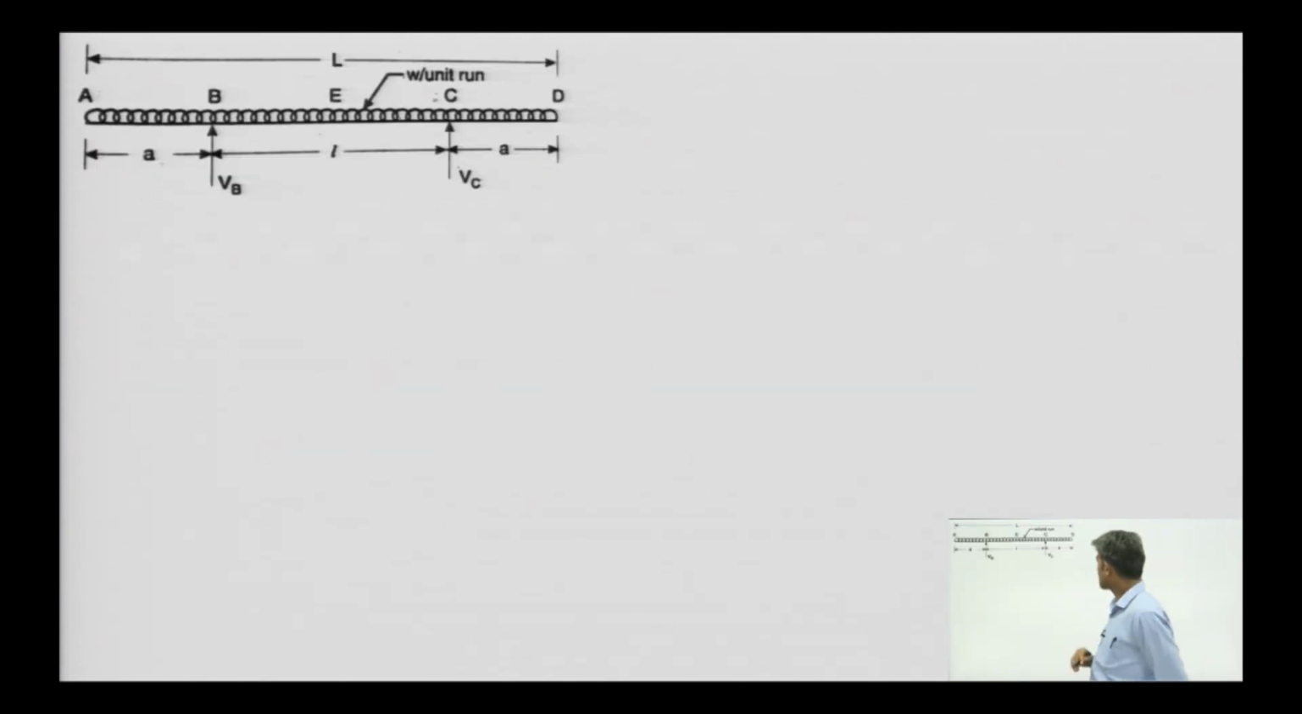Let us first calculate the values. So, what are the steps? Step number 1 is calculation of the reactions, VC and VB. First of all, you tell me what is the static indeterminacy of this structure. Tell me, is it determinate or indeterminate?